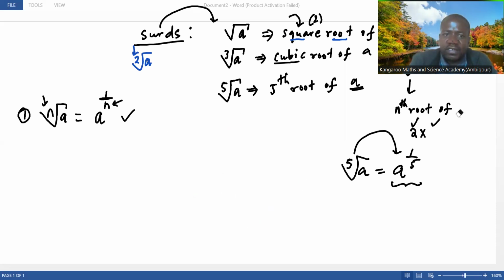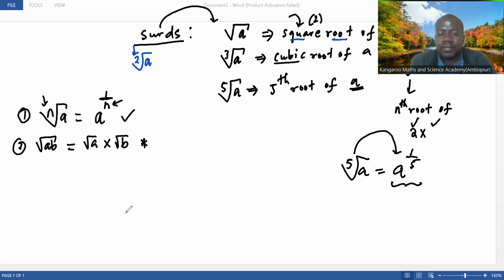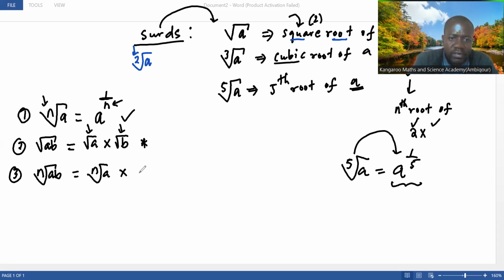Okay, then the second one, in terms of surds, says the square root of a times b, a multiplication expression in the radical sign. This is the same as the square root of a alone multiplied by the square root of b, and this is very important. The root of a times b is the same as root of a alone multiplied by root of b alone. And number 3 is the nth root of both a and b, which is much the same as this, just that there's an n. This is the same as the nth root of a times the nth root of b.